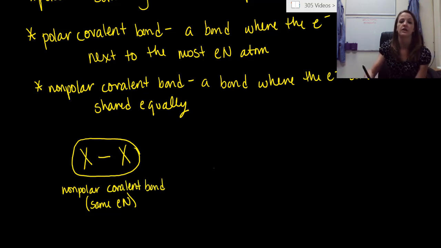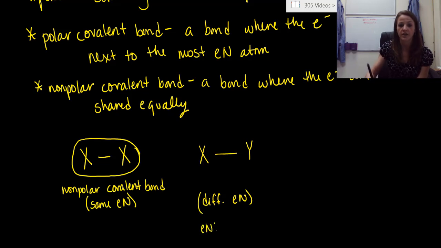Everything is equally shared. But now let's talk about when we have two different atoms. So we'll call them X and Y, and we're just going to put a bond around them. So if they're different atoms, then they have to, by definition, have different electronegativity values, okay? They have to. So for this example, we're going to say for our electronegativity that X is more electronegative than Y. So if it's more electronegative, that means the electrons are really hovering around this X instead of the Y.